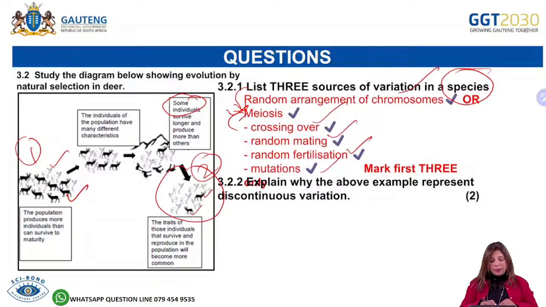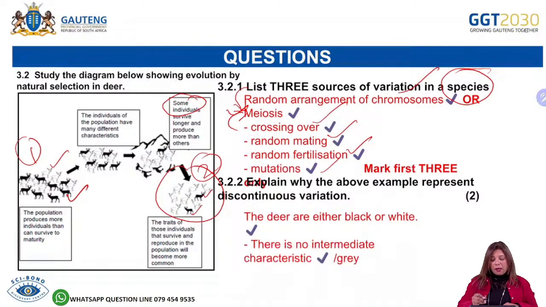So let us see what the examiner has to say. The deer are either black or white, as we say. There's the black deer, there's the white deer. There is no intermediate characteristic gray. Remember, discontinuous doesn't have an intermediate. It's either one or the other.